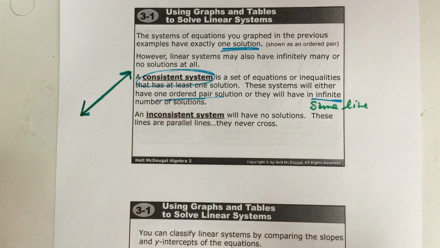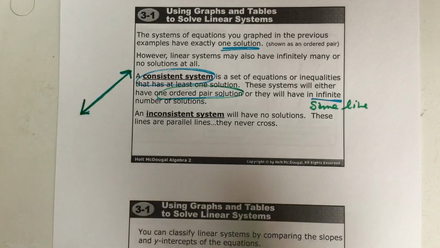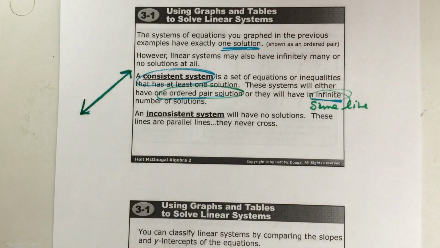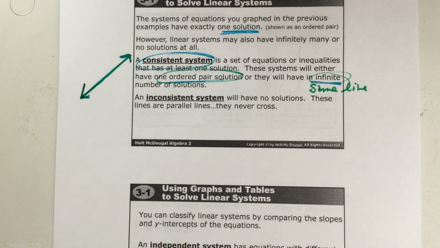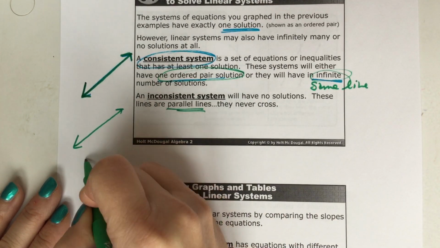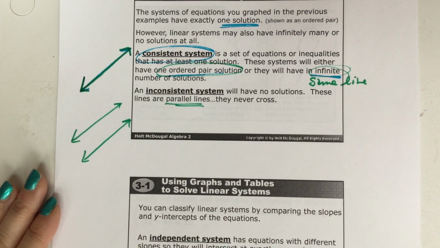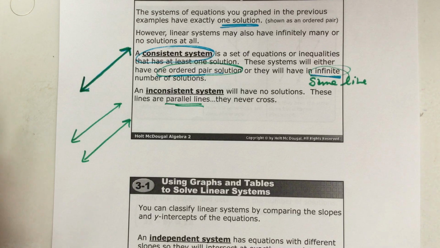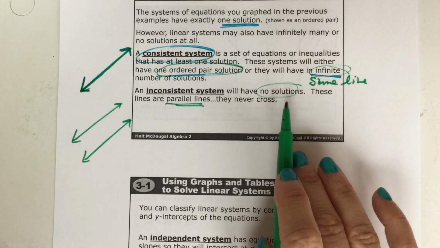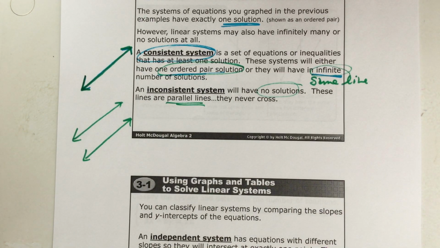So consistent just means that there is an answer, whether it's one ordered pair like we just saw, or we end up with the same line, meaning that there's an infinite amount of solutions. Inconsistent means that there's no solution. What that means is you have parallel lines. Parallel lines never touch. Your solutions are where your lines intersect. Well, parallel lines never touch, so there's no solution. If you have no solution, it's called an inconsistent system.